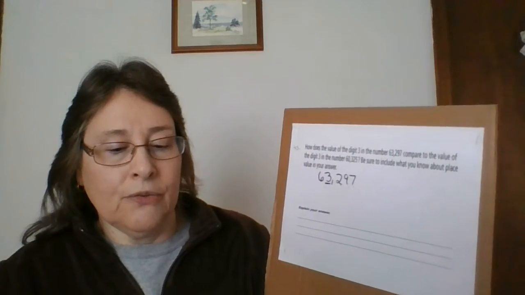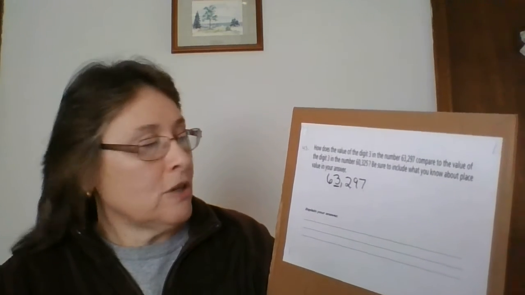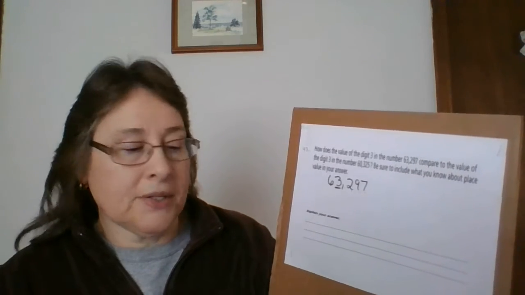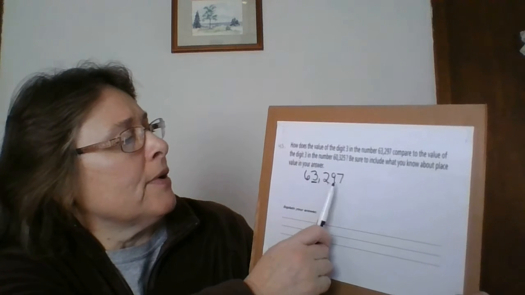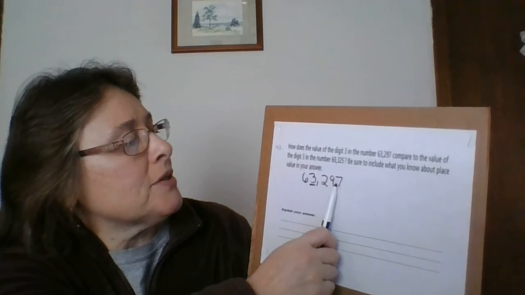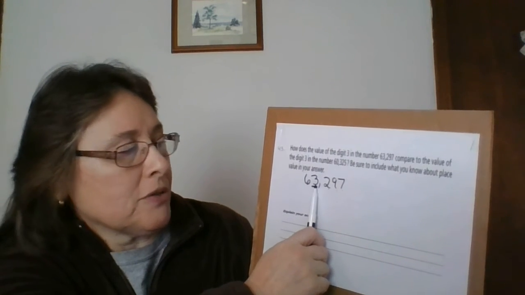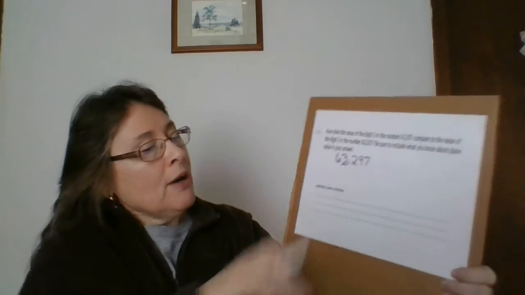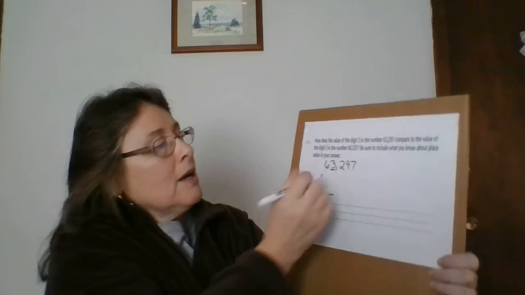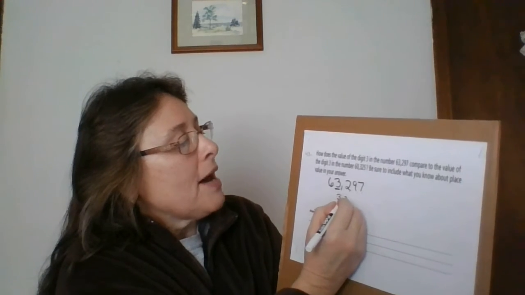So if we take a look at the first number, I have 63,297. The digit 3 in this number, ones, tens, hundreds, thousands. This 3 is in the thousands place. So that would make this 3 worth 3,000.